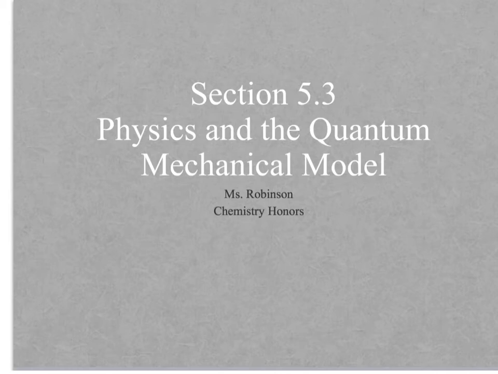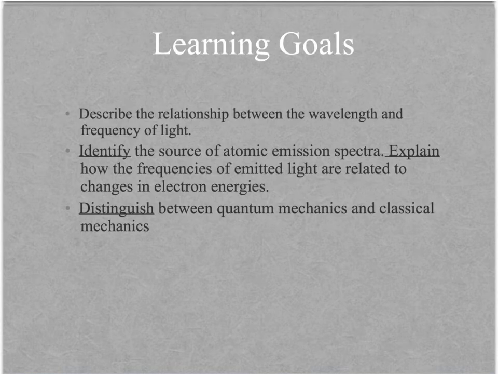Our last section for chapter 5 is about the quantum mechanical model. We'll be talking a lot about light and the electromagnetic spectrum. Some things that you all will be learning is how to describe the relationship between a wavelength and a frequency of light. Again, we'll be talking a lot about the atomic emission spectrum. We'll talk about frequencies and how to calculate them. And at the end, we will talk about the difference between quantum mechanics and classical mechanics.